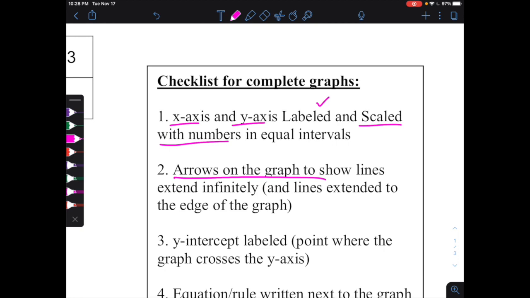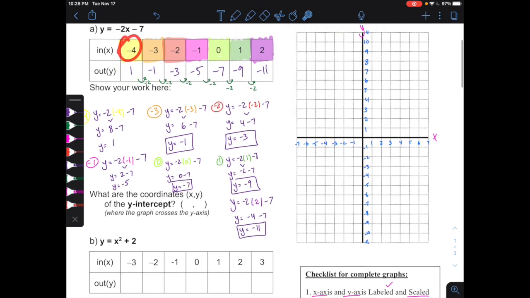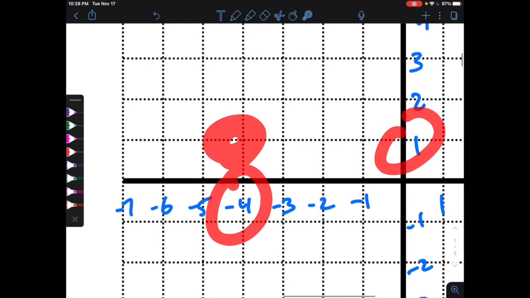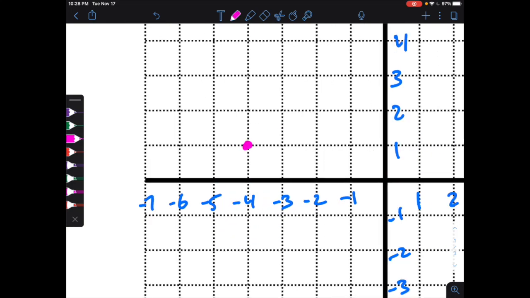So I'll explain that once we graph. Now that we have our axis scaled, we're going to go ahead and plot our points. I'm going to start here. My x value is -4, and my y value is going to be +1. So this first point is going to go right here. I'm going to go ahead and get my pen and plot my first point.